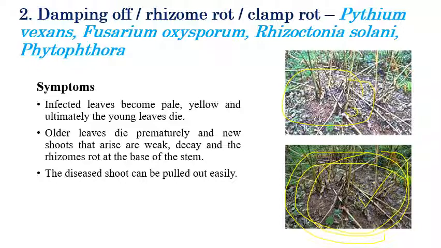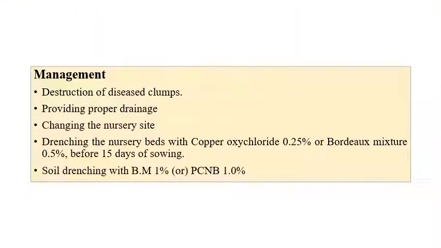So decaying of rhizome along with premature defoliation of leaves, where the leaves in later stages convert from pale brown to yellow in color. The infected plants can be easily pulled out because they don't have any strength. Coming to the management aspects, destruction of diseased clumps along with proper drainage facilities, and changing the nursery site. Production of nursery plants is very important, so change the nursery site, as it is a nursery disease. Drench the nursery beds with copper oxychloride 0.25% or Bordeaux mixture 0.5% 15 days before sowing, and soil drenching with Bordeaux mixture 1% or pentachloronitrobenzene 1% can be recommended.